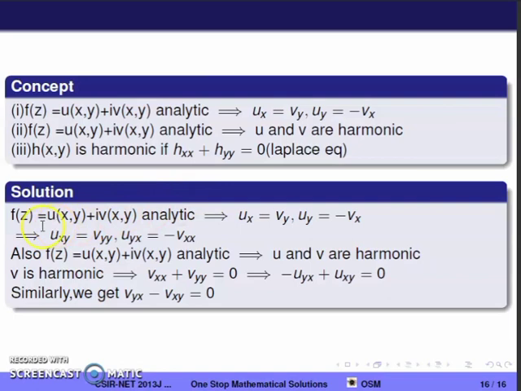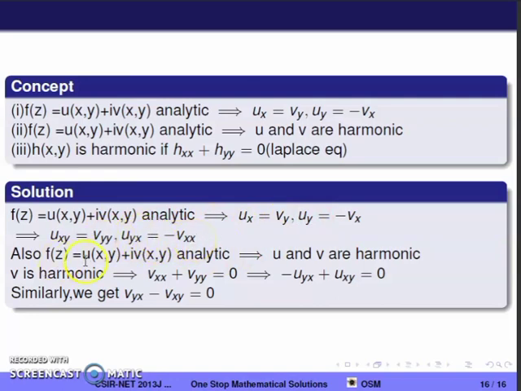So let us look at the question now. f of z is given to be analytic, that is f of z is equal to u of xy plus i v of xy, because u of xy is given to be the real part of f of z and v of xy is the imaginary part of f of z. So it satisfies the Cauchy-Riemann equations, that is ux equal to vy and uy is equal to minus vx. Now I am differentiating ux with respect to y. So we'll get uxy is equal to vyy, and now I am differentiating uy with respect to x. So we'll get uyx equal to minus vxx.